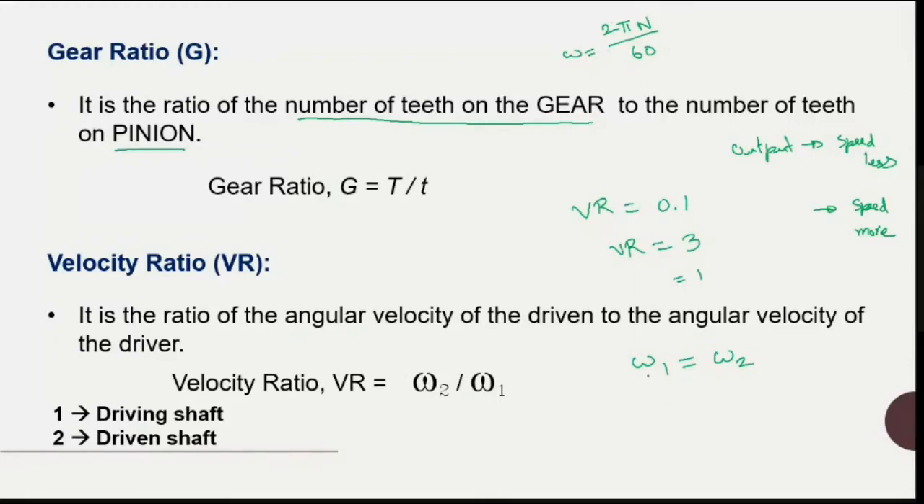So which means that we can see 2 pi N1 by 60 is equal to 2 pi N2 by 60. Right? So which means you will get cancelled. You will get N1 is equal to N2, which means your speed is the same. If your angular velocity is the same, your speed is also the same.